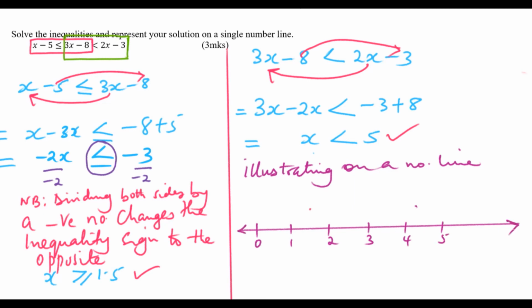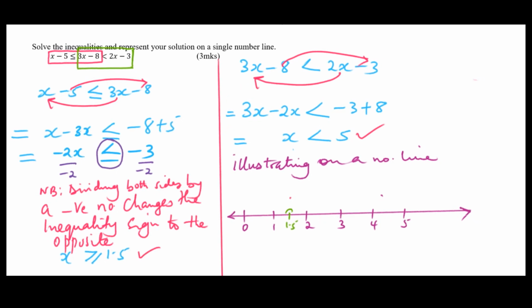We need x greater than or equal to 1.5. So 1.5 will be somewhere here. Greater than or equal to means that we enclose this circle by shading, because 1.5 is inclusive. It is included. Then greater than, we require all the numbers to the right.